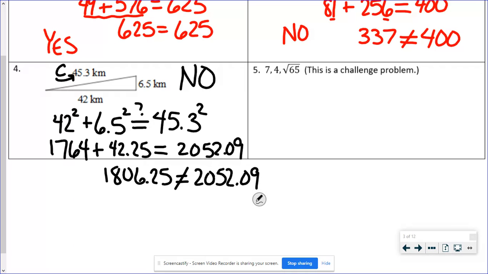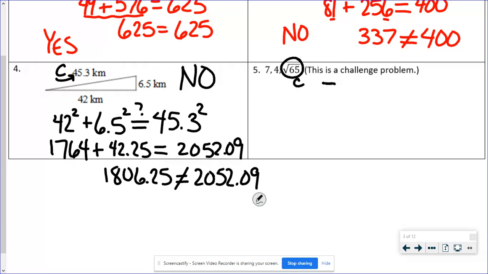And number 5, it says this is a challenge problem just because we didn't do problems like this on this particular assignment. However, we have done problems with square roots, radicals in them. We know that the square root of 65 is going to be more than 8 because 8 squared is 64. So the square root of 65 is going to be a little bit more than 8, which means this is really the longest side in my triangle.